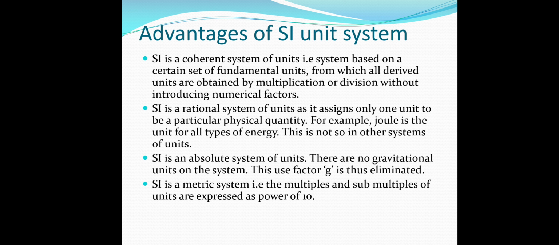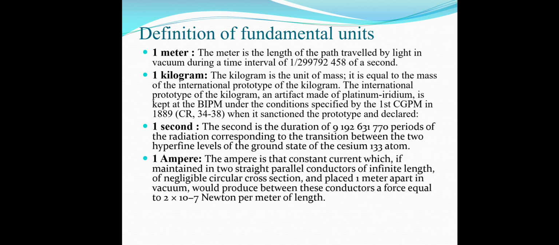For example, joule is the unit for all types of energy, and this is not so in other systems of units. Third, SI is an absolute system of units. There are no gravitational units in the system, and the use of the factor g is thus eliminated. And SI is a metric system, that is, multiples and submultiples of the units are expressed as powers of 10. Now definition of fundamental units.